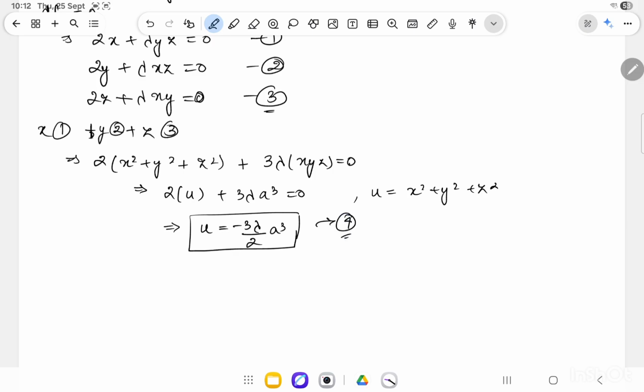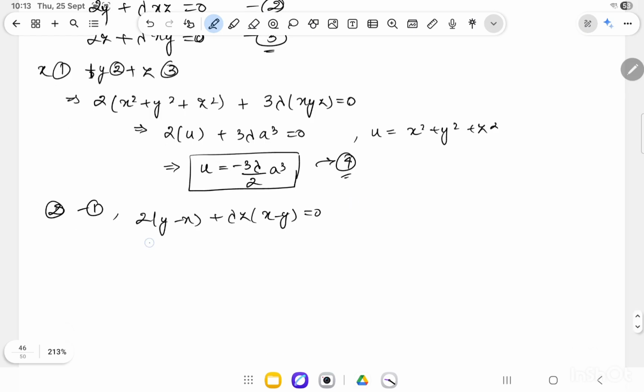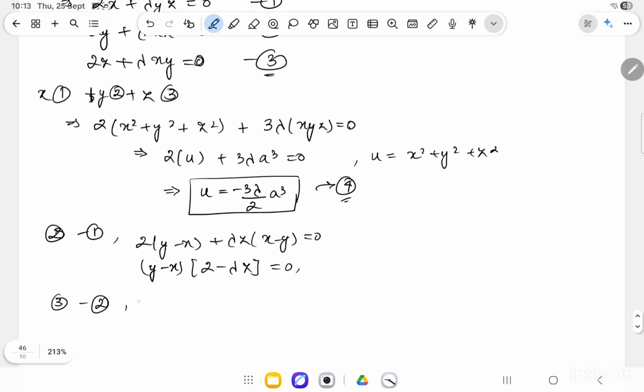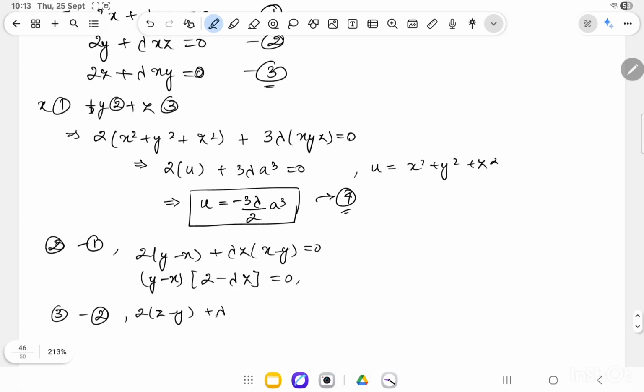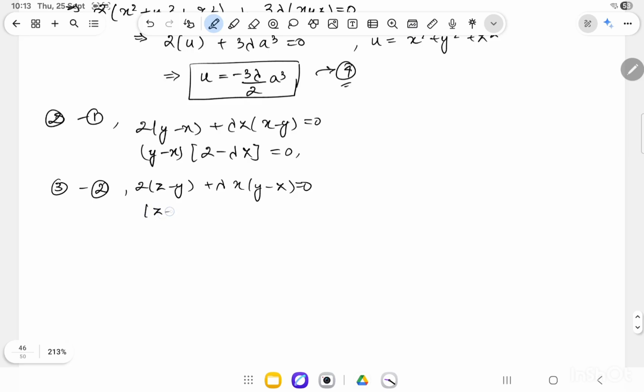Now if I just subtract equation 1 from equation 2, I'll get 2 times y minus x plus lambda z into x minus y equals to 0. So from here I can take y minus x as common, so I'll get 2 minus lambda z equals to 0. Likewise, if I subtract equation 2 from equation 3, I'll get 2 times z minus y plus lambda x into y minus z equals to 0. So if I take z minus y as common, it will be 2 minus lambda x equals to 0.